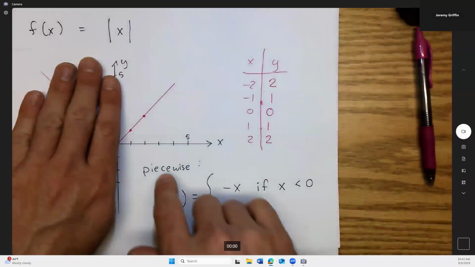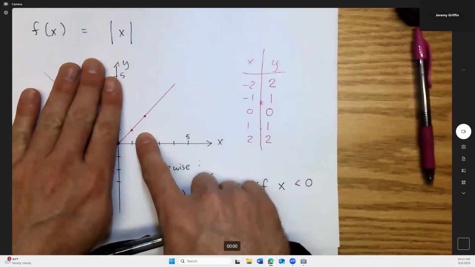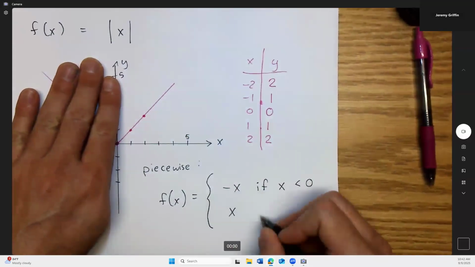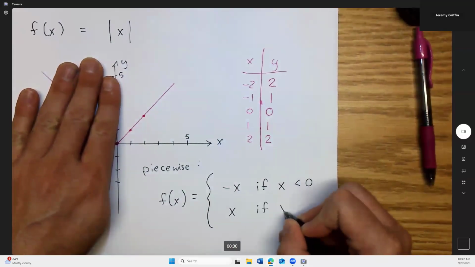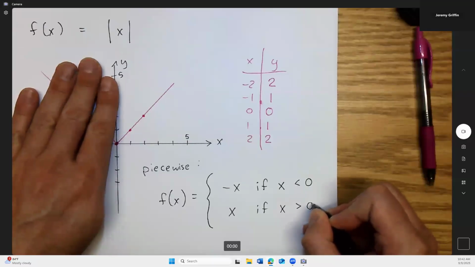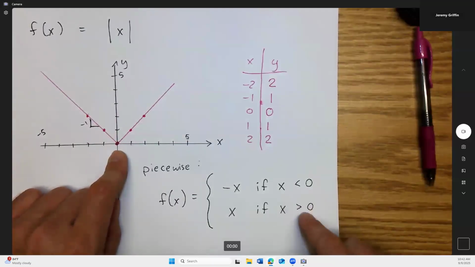Okay, let's do the right side of this. What's the equation of this line right here? y equals x. Just very simple, y equals x, if x is greater than 0. Now one more detail. What if x is equal to 0? There definitely is a point here, right? So you have to change one of these inequalities to include or equal to also.